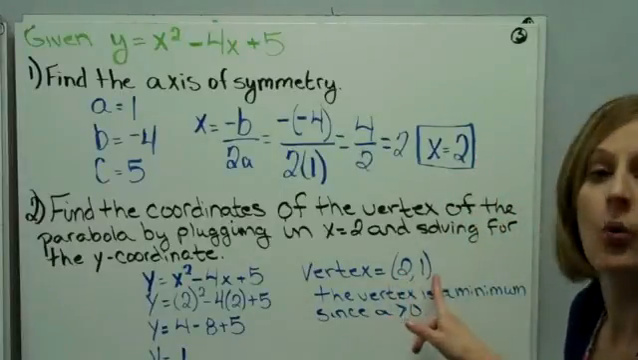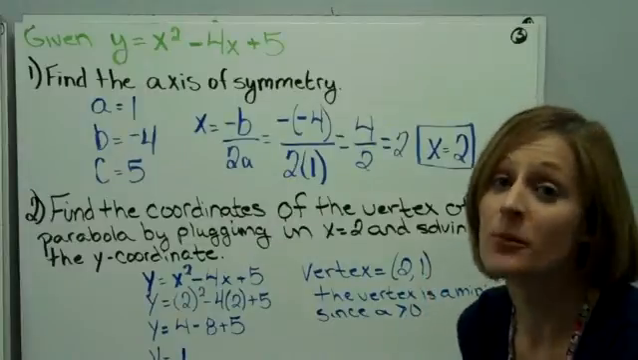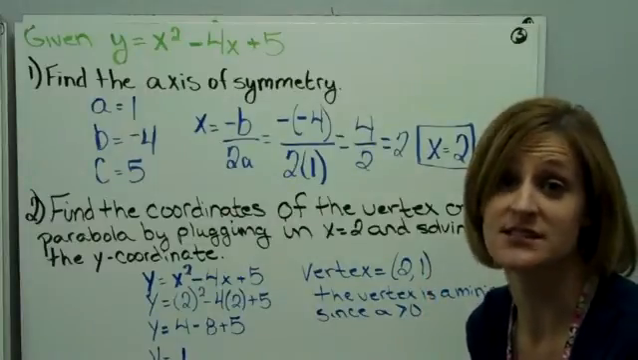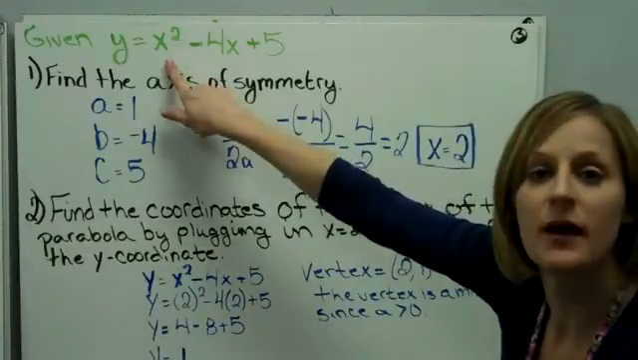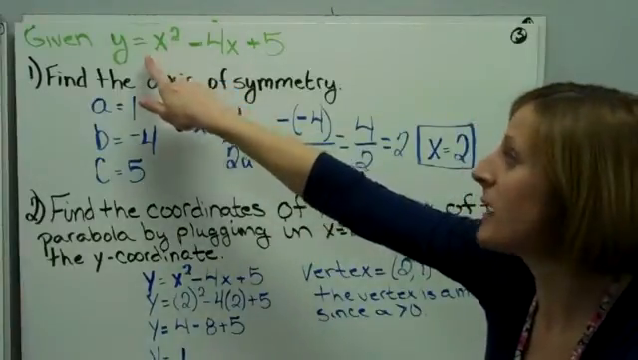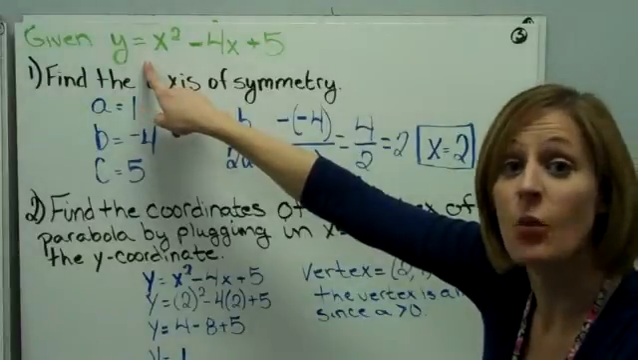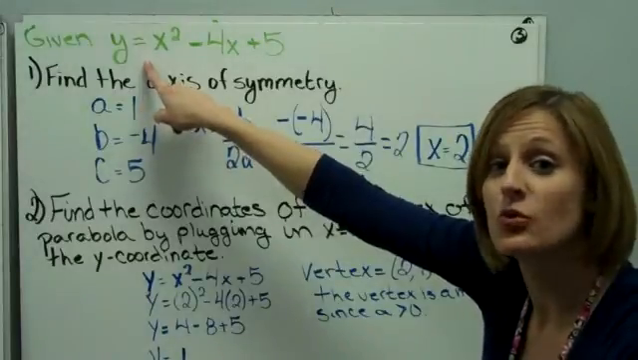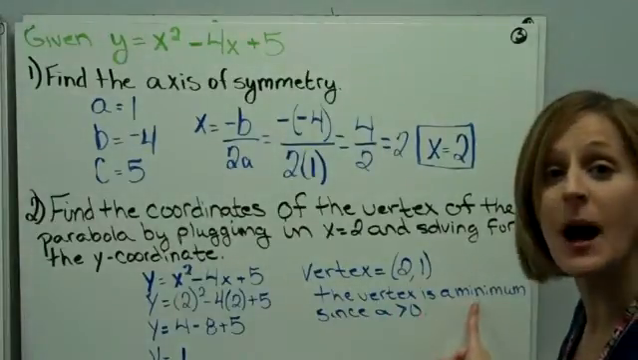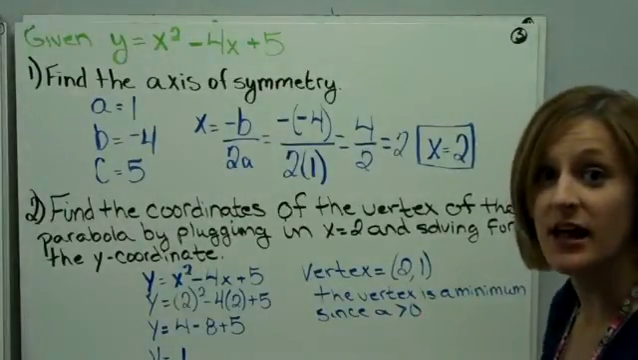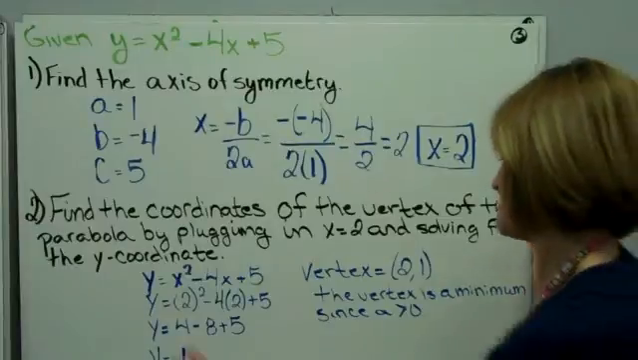Now to determine if my vertex is going to be a maximum or minimum, I'm going to come up here to my equation, and notice my a value we said was 1. So that's going to be greater than 0. So my vertex is going to be a minimum, and not a maximum.